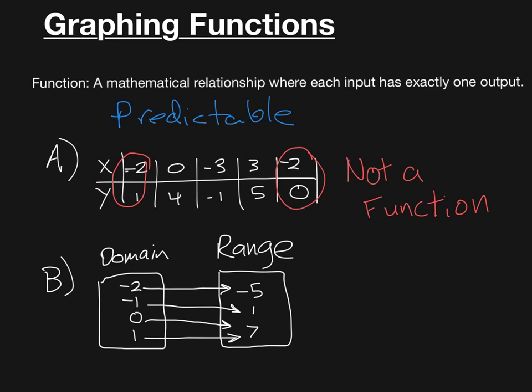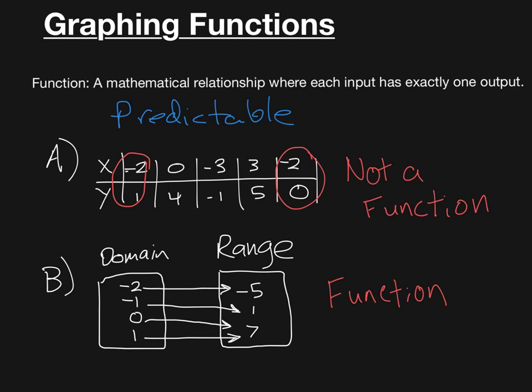Okay? Example B, -2 gives us -5, -1 gives us 1, 0 gives us 7, and 1 gives us 7. Now, even though 0 and 1 give us the same number, this is a function because each input always gives us the same output. 0 always gives us 7, and 1 always gives us 7. So this is a function.